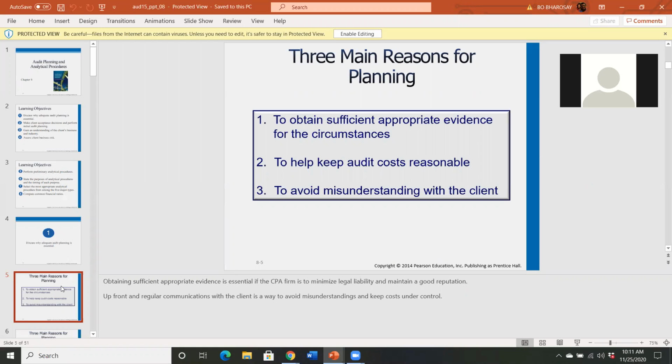Again, earlier I told you that in audit it's labor intensive, and we want to make sure that we keep the labor costs within the budget. And thirdly, to avoid misunderstanding with the client.